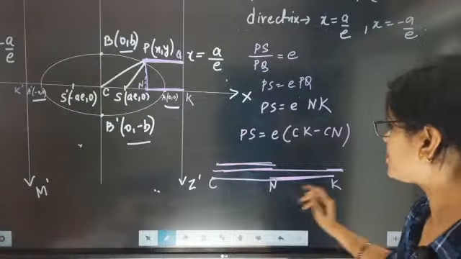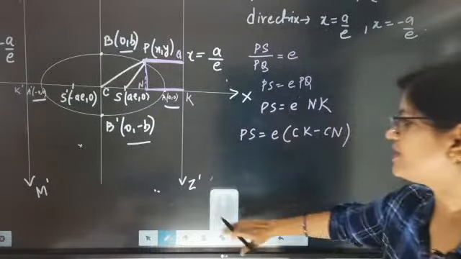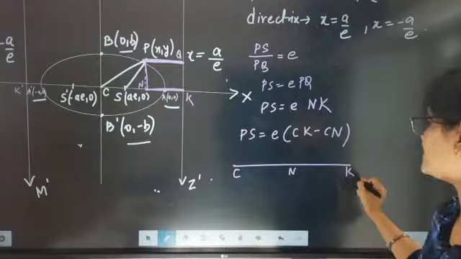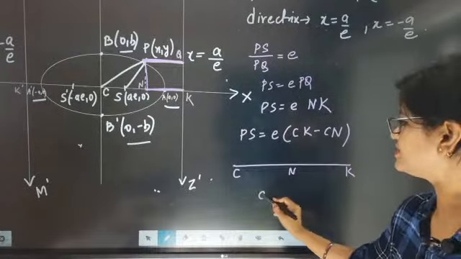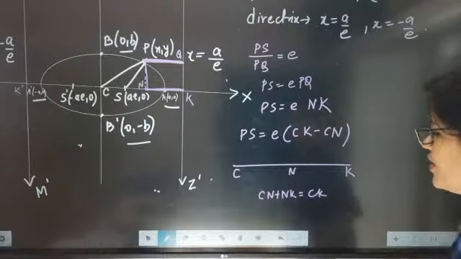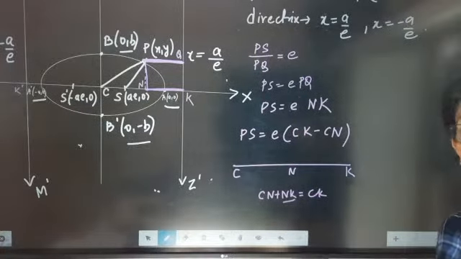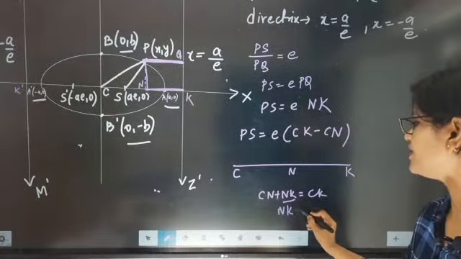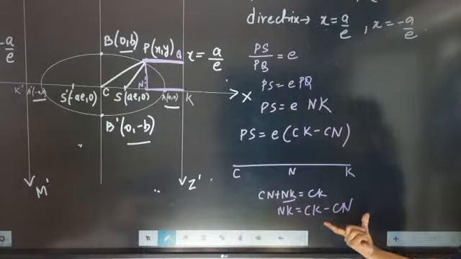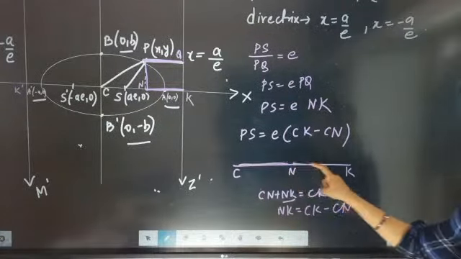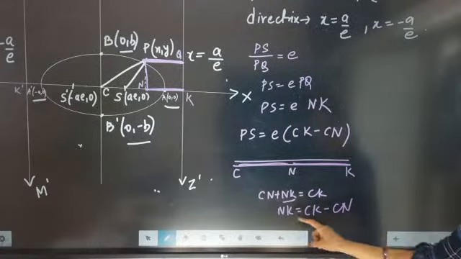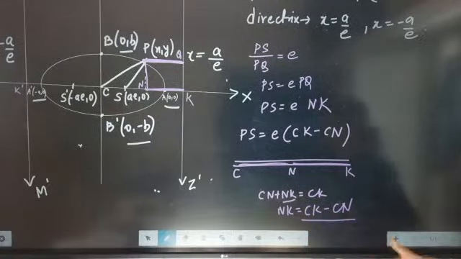Yes or not? Because if you are not understanding, then I am going to do one work. C is there, N is there, K is here. So what I can write here is CN plus NK equal to CK. Now I need to find the value of NK. So NK can be written as CK minus CN. That is, this length plus this length equal to total. So that is what I have written. So NK can be eliminated by CK minus CN.